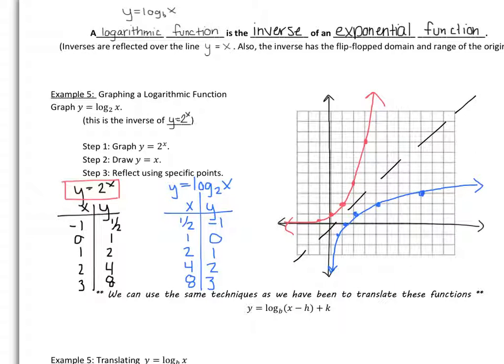So to get the inverse function, all you need to do is cover up the log. Okay, pretend that log is not there. You see y equals 2 to the x. So that's what you're going to graph.